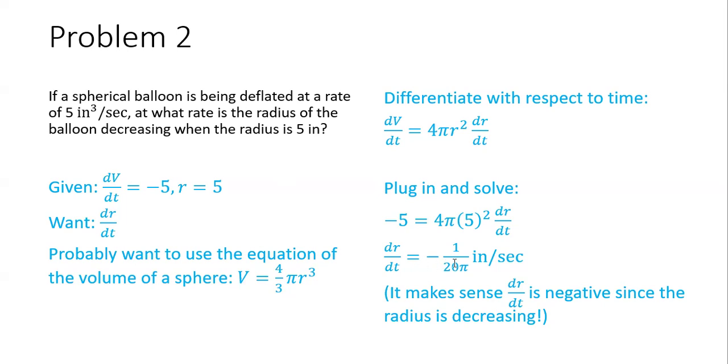You would get negative 1/20 pi. And don't forget your units. It's inches per second. The radius is in units of inches. The time is in units of seconds. And as I was saying, it makes sense that our dr/dt should be negative because it's decreasing. So when the thing decreases, the derivative is negative, you remember, all right?